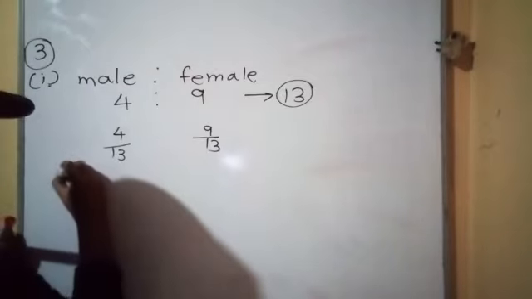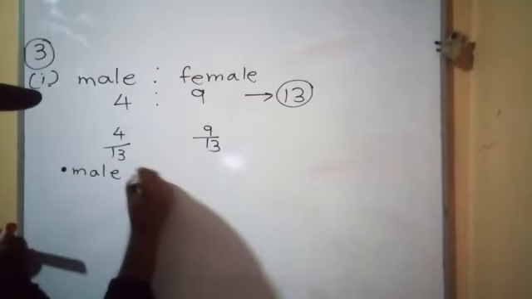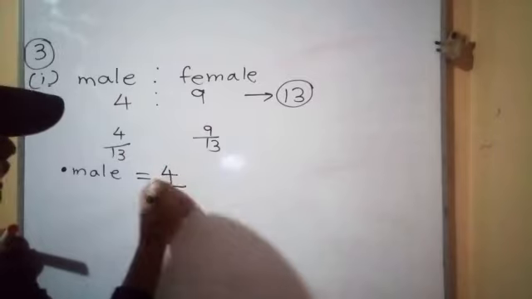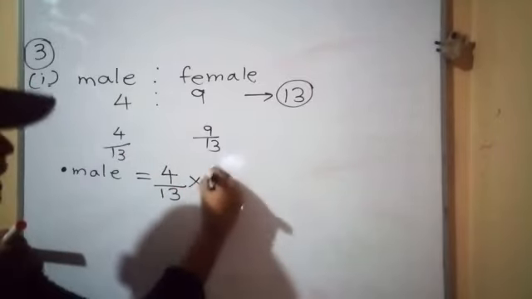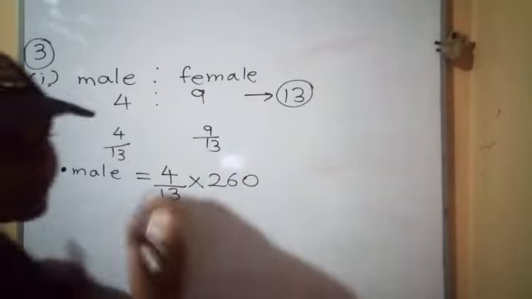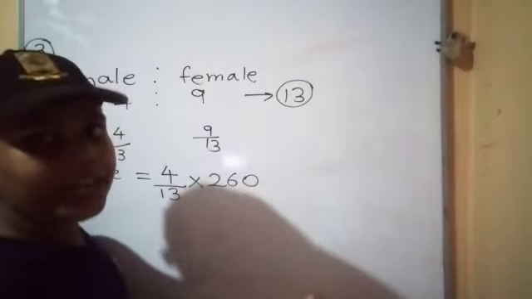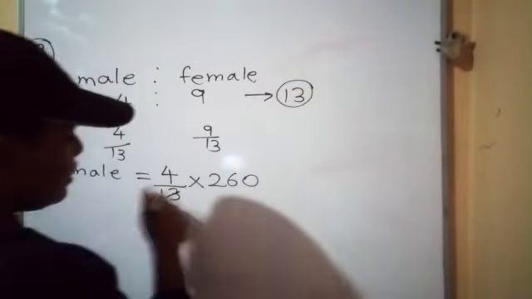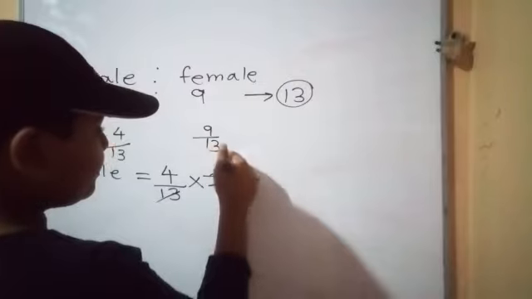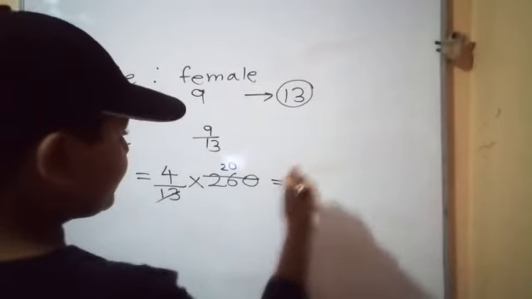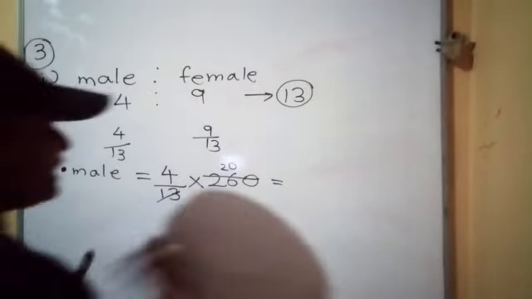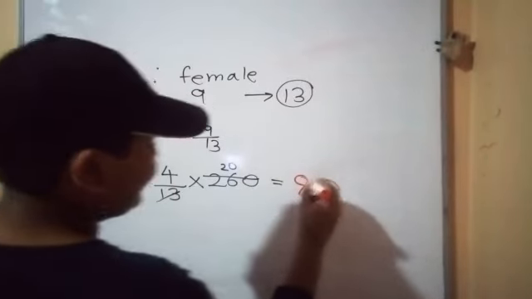Get male: 4/13 now. Multiply from 260. Then recruited are 260 now, both male and female. So there remain 20. So that means 20 multiplied by 4 is 80.